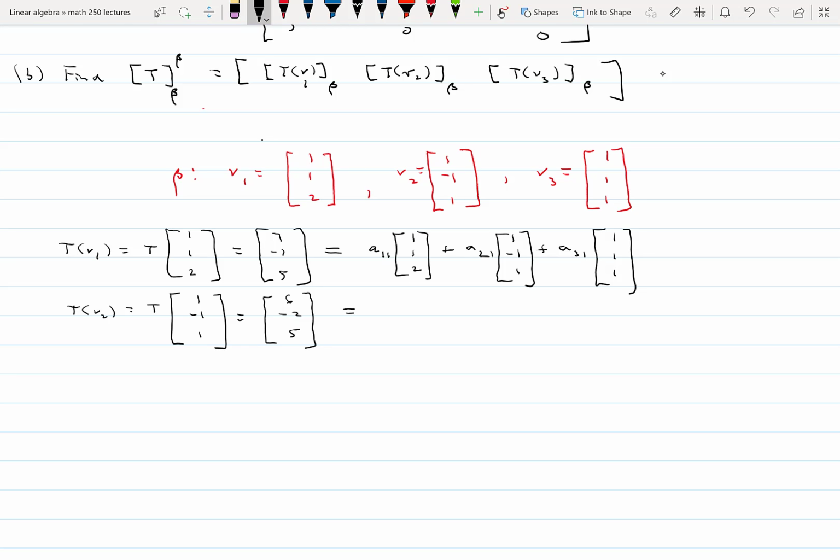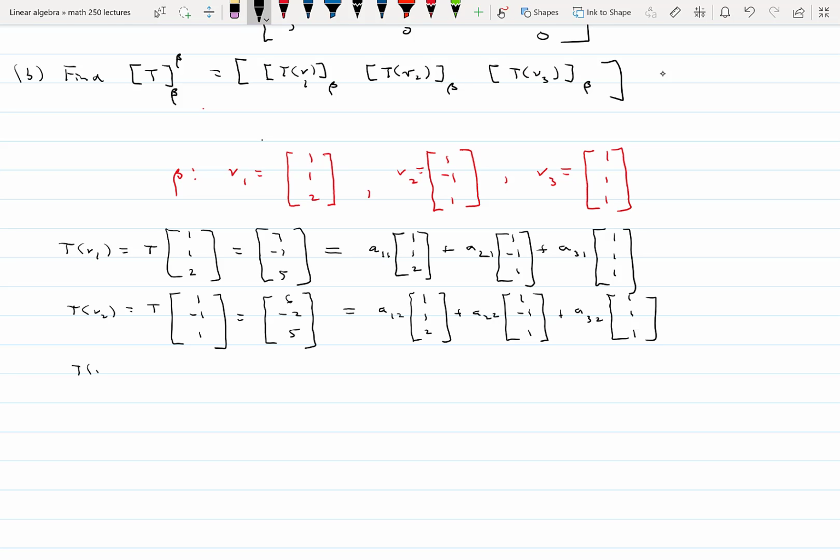Okay, so we're going to write those in terms of the basis vectors from beta. So this is A1 V1 plus A2 V2 plus A3 V3, but it's got to have a double subscript to indicate that we're doing this for V2. So it's A12 V1 plus A22 V2 plus A32 V3.